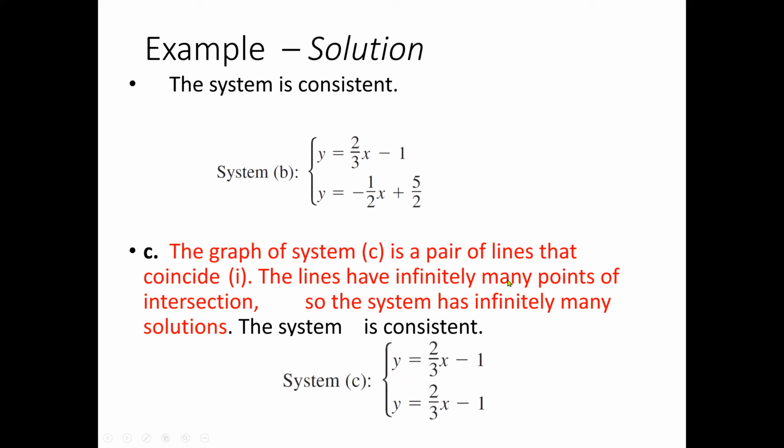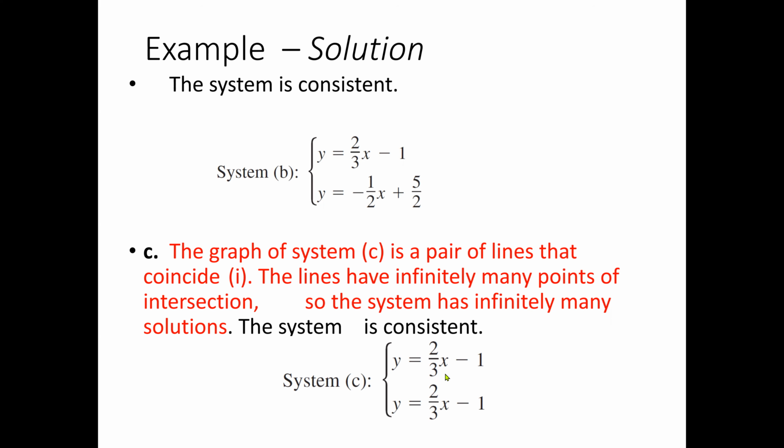So let's look at the third one. That's what happened in the third one. We can see the slope is the same, and the intercept is also -1, -1. So this is consistent with infinitely many points of intersection. The two graphs are the same.